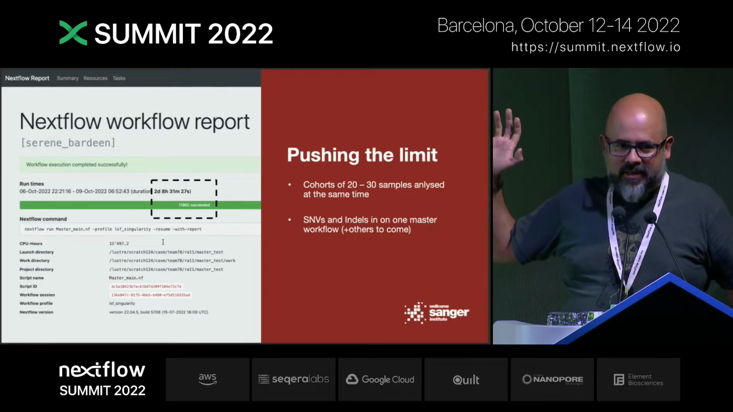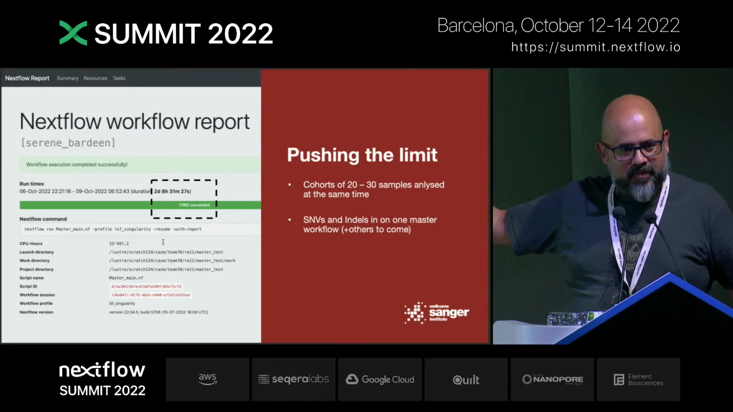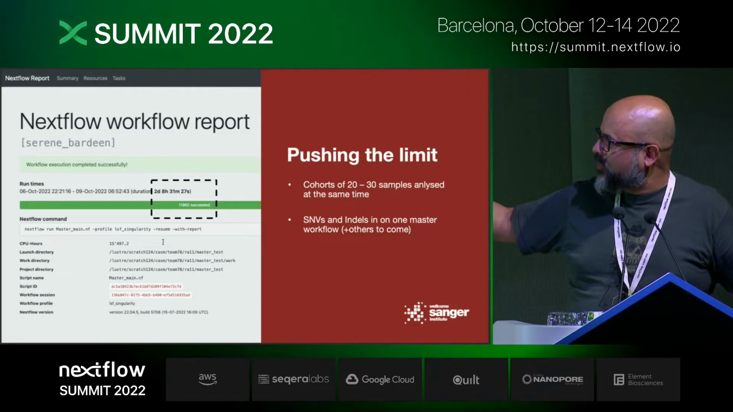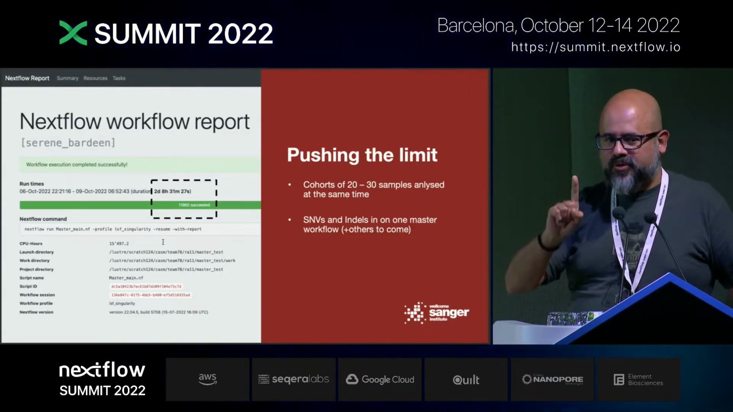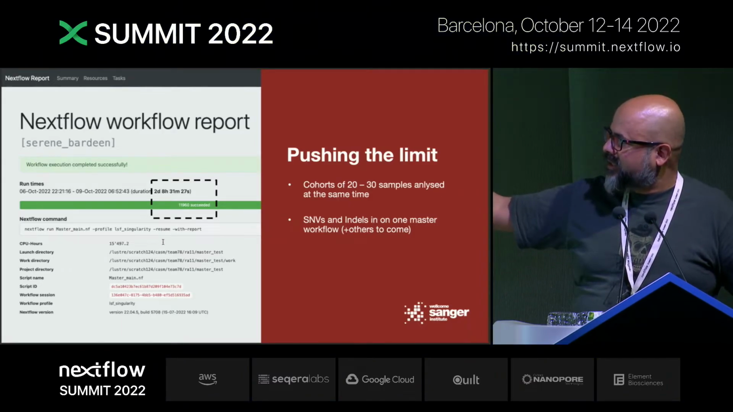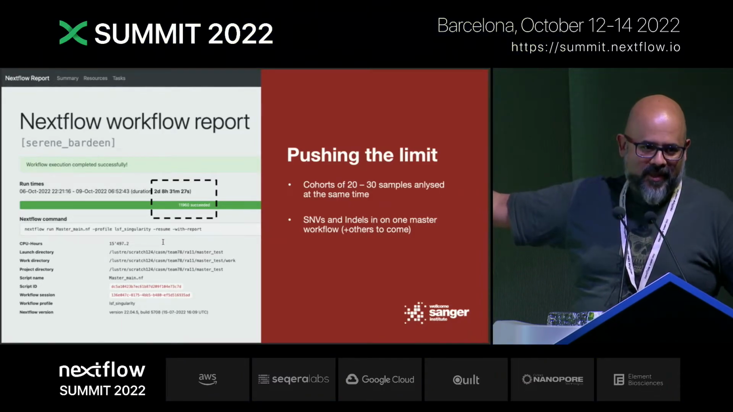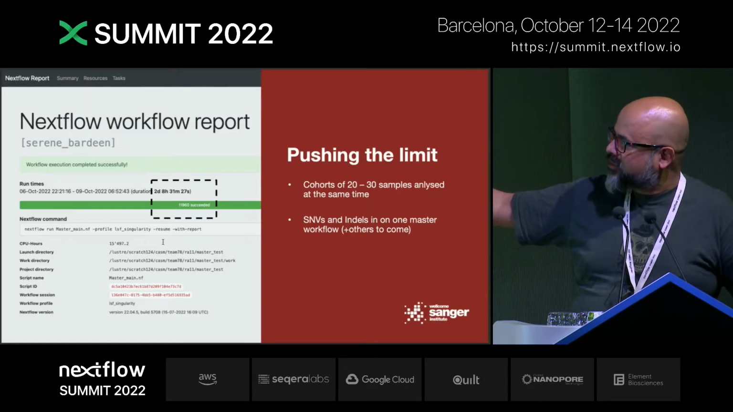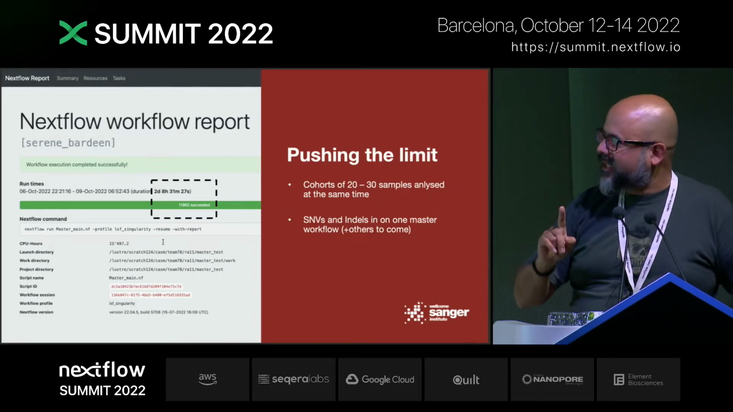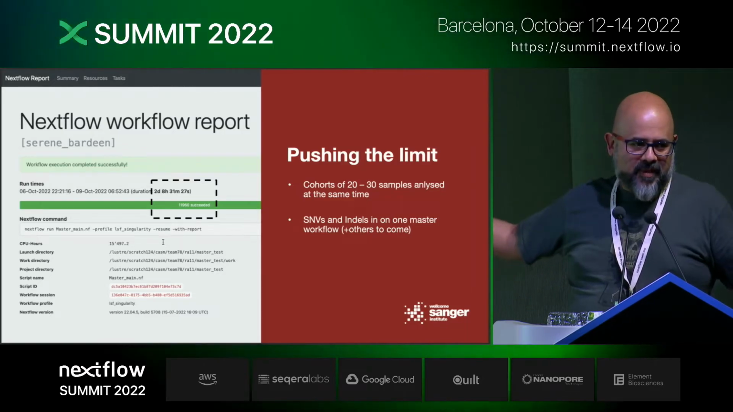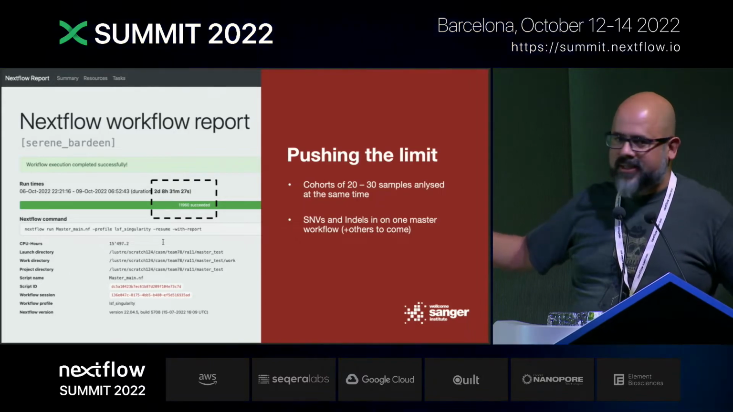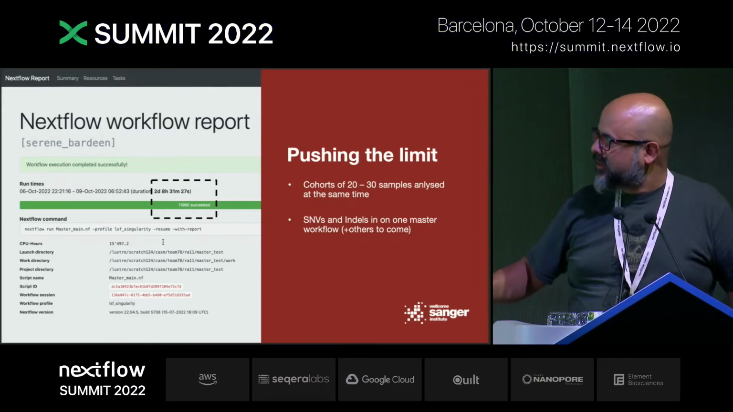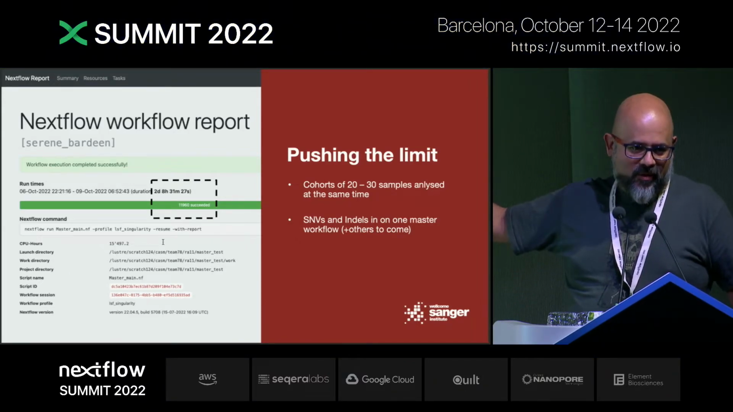But now I started working on another project and really pushing the limit. Here, we are doing cohort analysis of 20 to 30 samples. That is just one analysis. Here I have one of the reports, the first report that I was able to generate with that pipeline. So 12,000 processes for one analysis. And this is basically doing SNVs and indels on cohorts of samples. And we have to run hundreds of this type of analysis for this project.